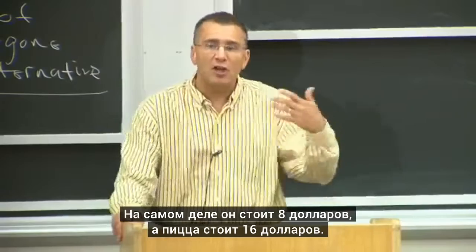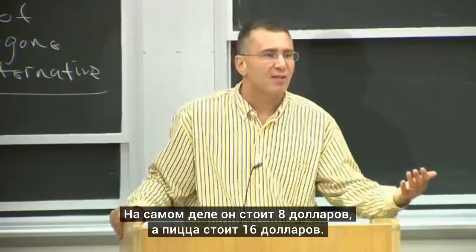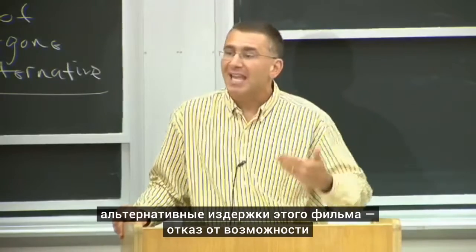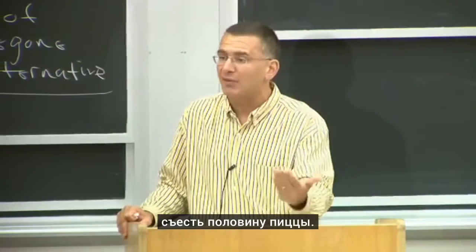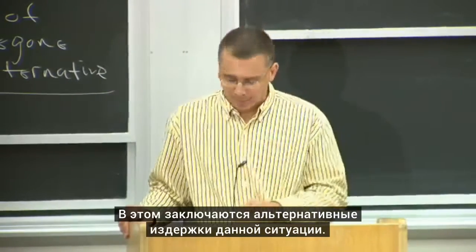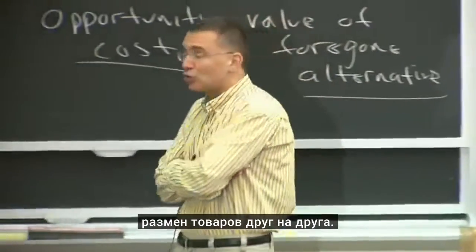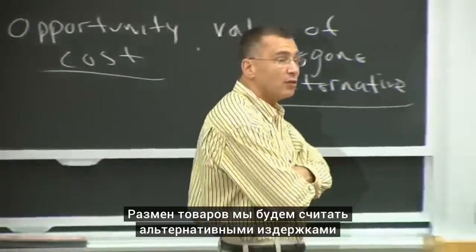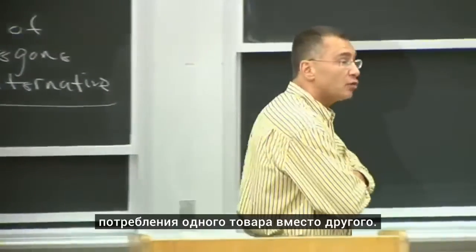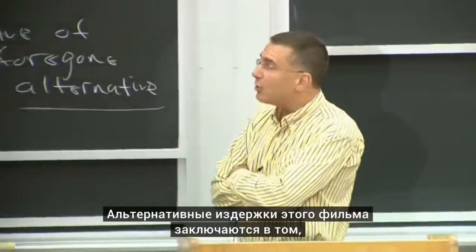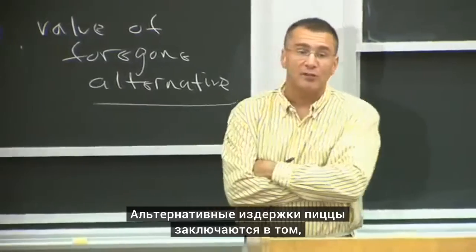Now really it's costing you $8 and a pizza costs you $16. But when we think about trading off goods, the opportunity cost of that movie is that you've foregone the ability to eat half a pizza. That's the opportunity cost of the situation. So that's basically how we're going to think about this trade-off. We're going to think about trading off goods as the opportunity cost of consuming one good instead of another. The opportunity cost of that movie is that you haven't gotten to eat half a pizza, or the opportunity cost of the pizza is that you've foregone seeing 2 movies.